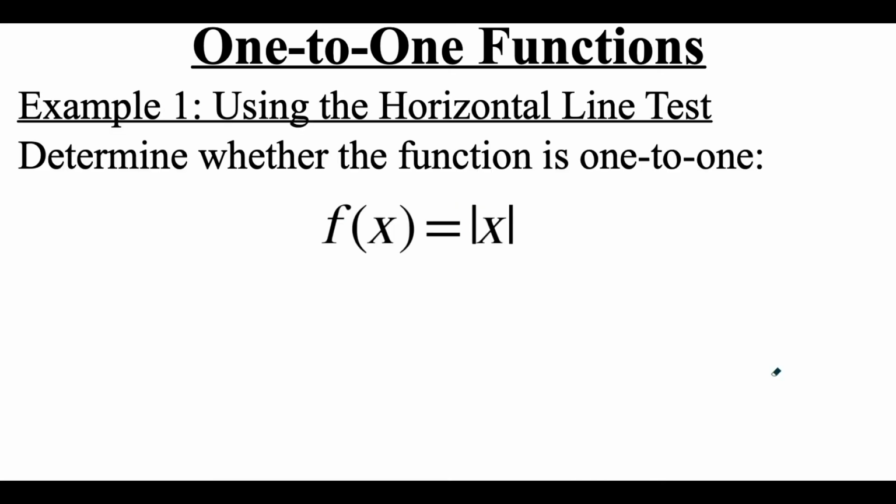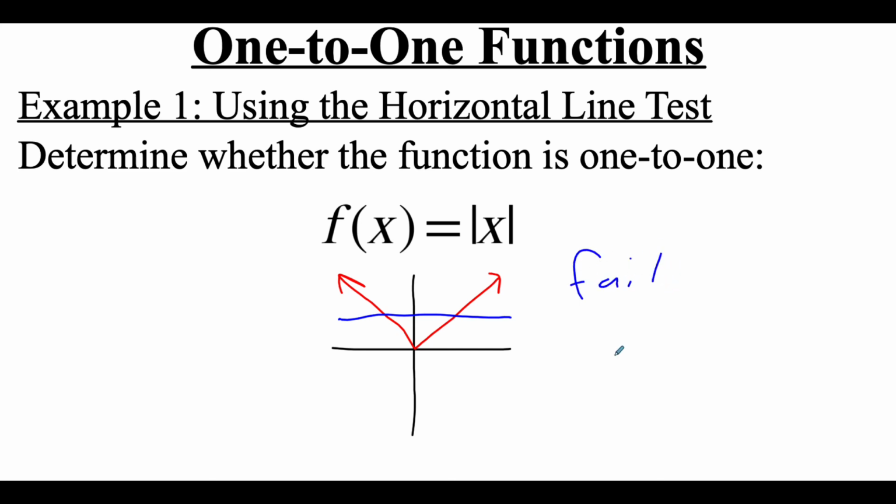So in this example, we're going to determine whether this function is one-to-one. So we've got the function f of x equals the absolute value of x. Now if we use what we know about this graph, an absolute value graph is V-shaped heading out from the origin because this one doesn't have any shifts happening. So as far as the horizontal line test, this one would fail, so this one is not one-to-one.